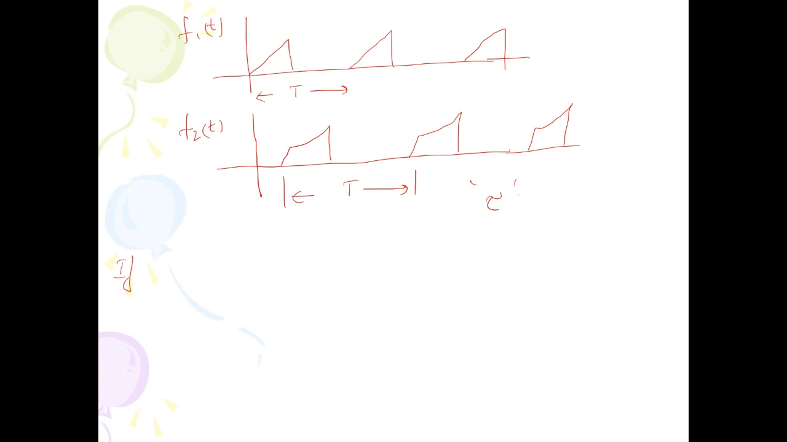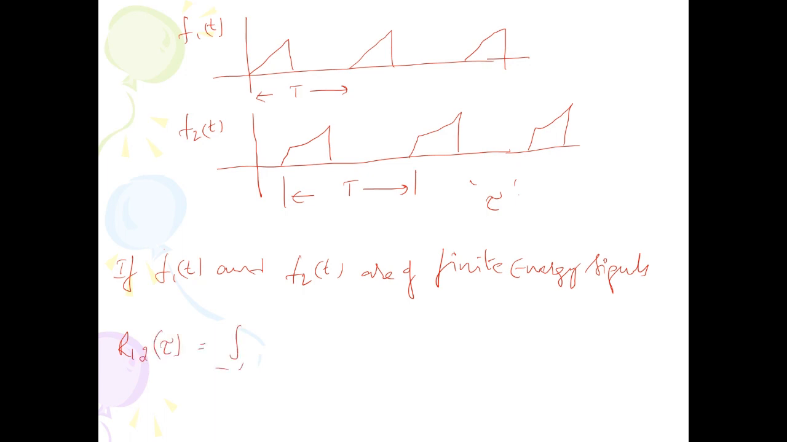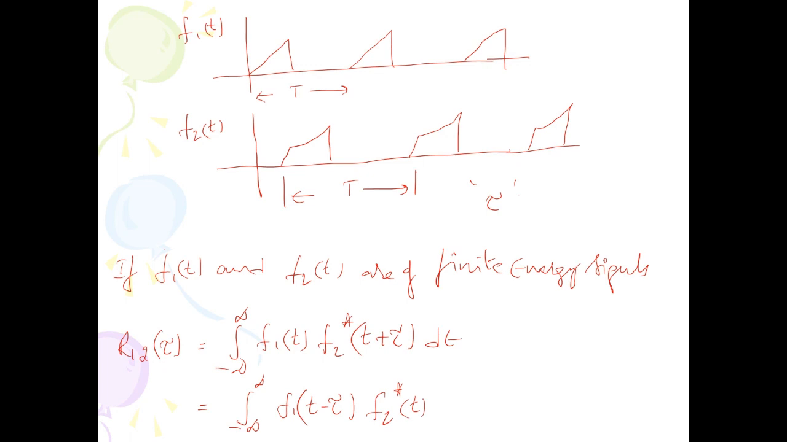Now if f1 of t and f2 of t are finite energy signals, then the correlation is defined as R12 of tau is equal to integral minus infinity to plus infinity f1 of t f2 star of t plus tau dt, and the same effect can be obtained by shifting f1 of t towards right, that is f1 of t minus tau into f2 star of t dt. Finite energy signal means signals are aperiodic in nature.